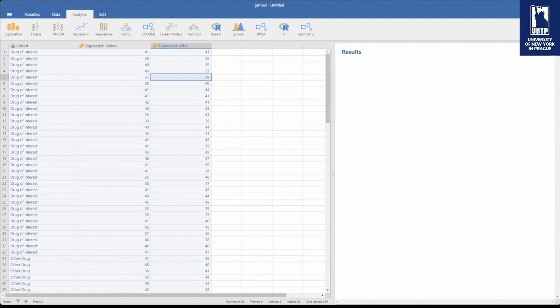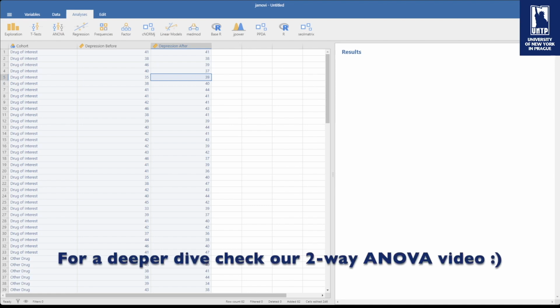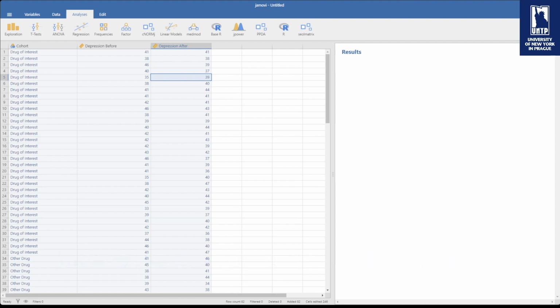Main effects are like the individual dish reviews, while interaction effects are when the combination of dishes creates a new flavor. Or a cocktail, if you prefer to drink. For a deeper dive, check again our two-way ANOVA video. It's the last one. Let's bring this home, where you all know how it works.